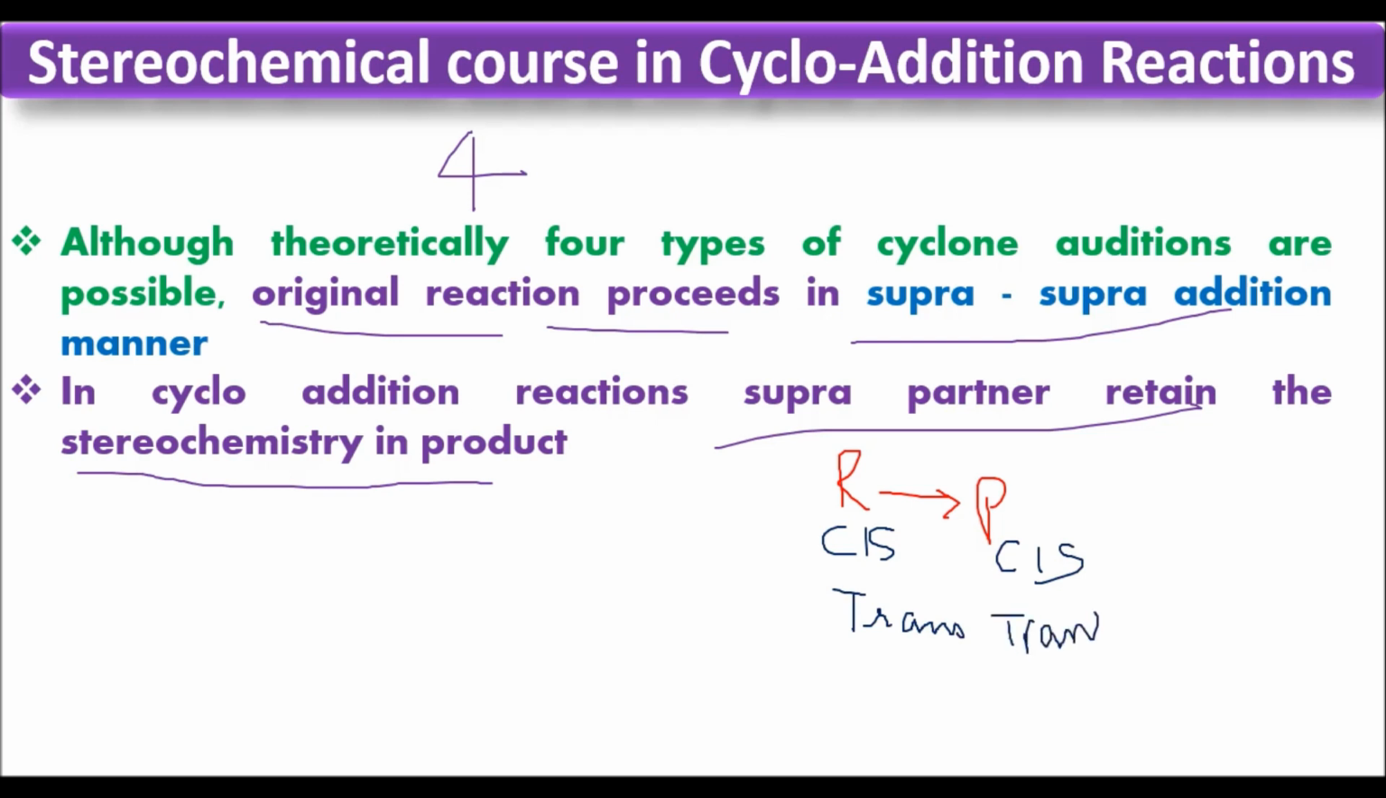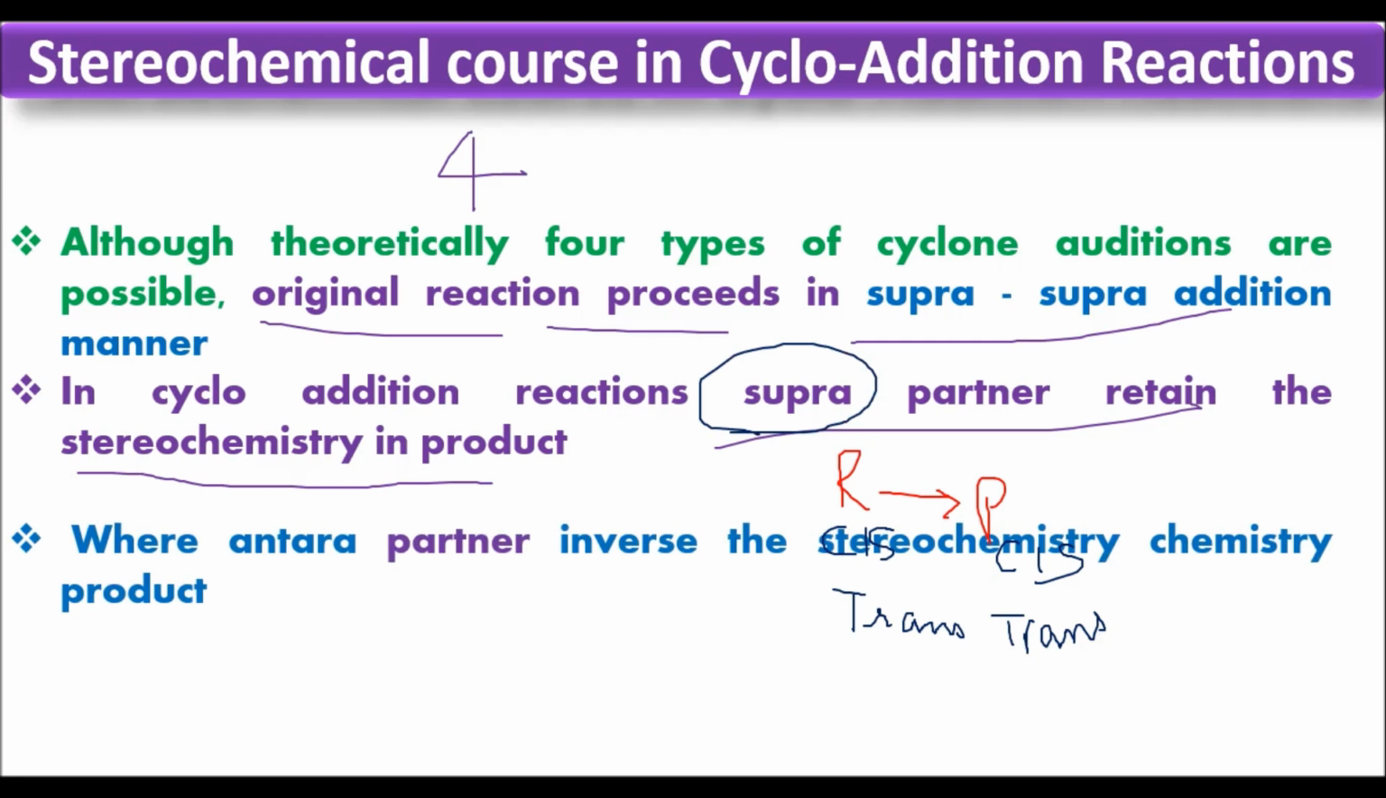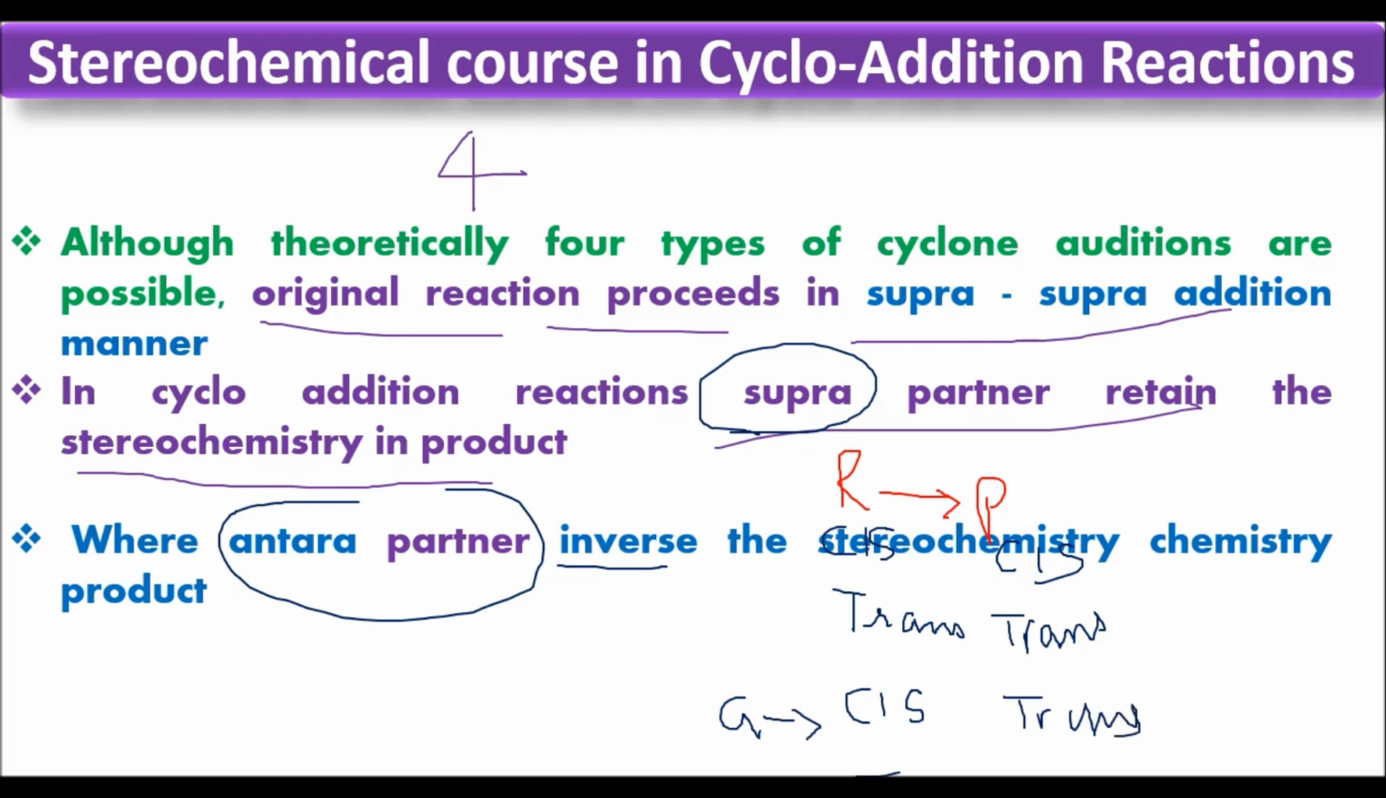That means the stereochemistry of reactant is retained in the product when the pi partner is involved in supra mode of cycloaddition. When the pi partner is involved in antara mode of cycloaddition, the stereochemistry will be inverted. That means if the two groups are cis to each other, when it is involved by antara mode of addition, in the product the stereochemistry will be trans. When in reactant the stereochemistry is trans, in the product they are cis. So stereochemistry will be reversed.